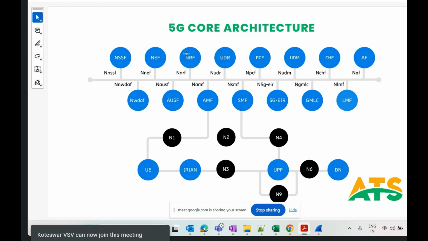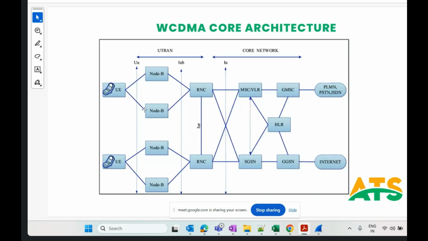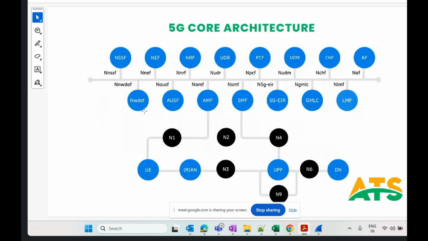This is NRF, network resource function. That is the network exposure function. This is the network slicing function. I mean, in 2G, 3G, at a time one access point can access one set of services, but in 5G a handset can use multiple sets of services. So this is the analytics part.